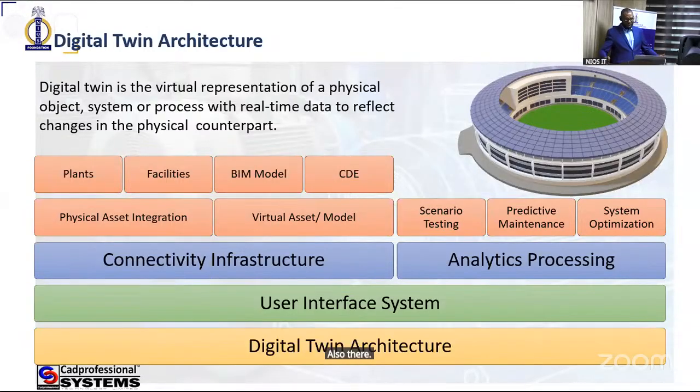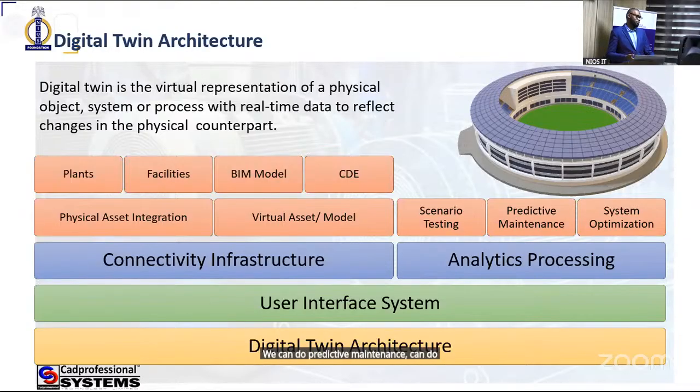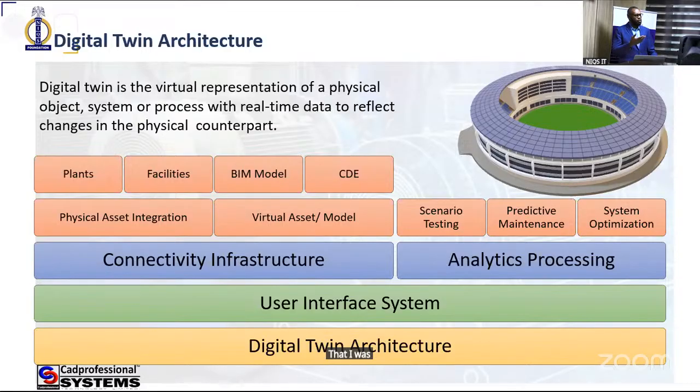Then on the data processing side, we're now able to do what they call scenario testing. We can do predictive maintenance, can do system optimization. Like we discovered that, like I don't know, that I was told, if you use a ceiling fan sometime during the heat weather, it seems as if it's just blowing heat.